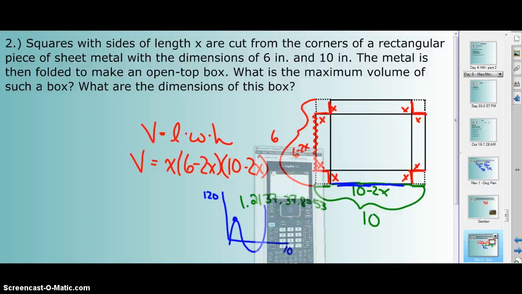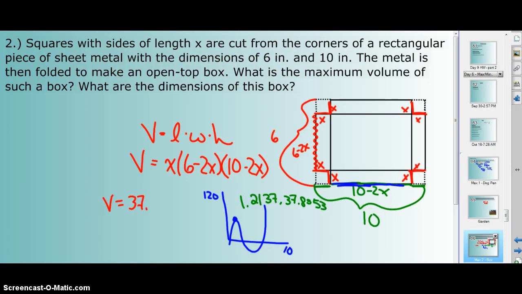So then we have to go back to the questions and see what we actually want to write down here. First, what is the maximum value of the box? Well, remember, we plugged in this function: x times 6 minus 2x times 10 minus 2x. That's my y value. So that 37 right there is my max volume. So volume is going to be 37.835.